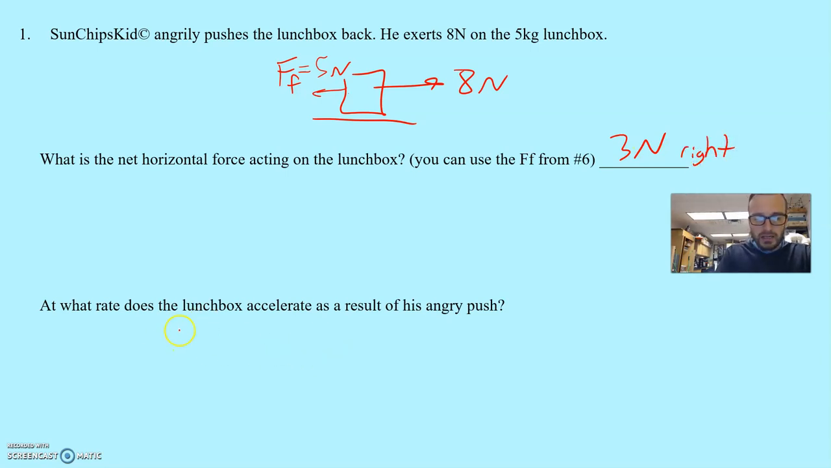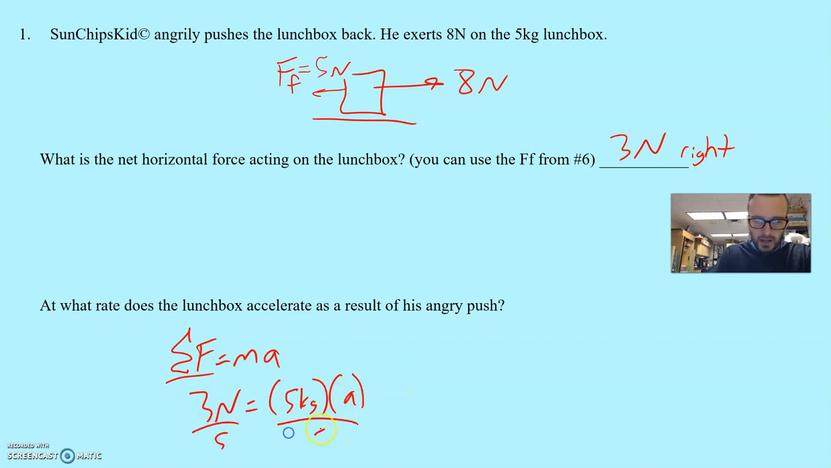And then at what rate does the lunchbox accelerate? Well, F equals ma, and we already did the net force is 3 newtons, so the mass of the lunchbox is 5 kilograms. And of course, the acceleration of this would be like that. So we'd solve for the acceleration by dividing both sides by 5 kilograms. 3 over 5 is the acceleration would be 0.6 meters per second squared.